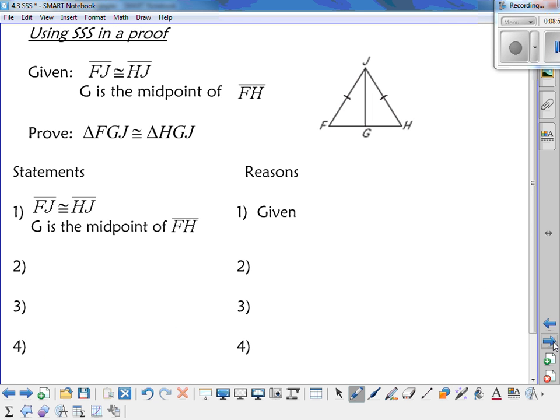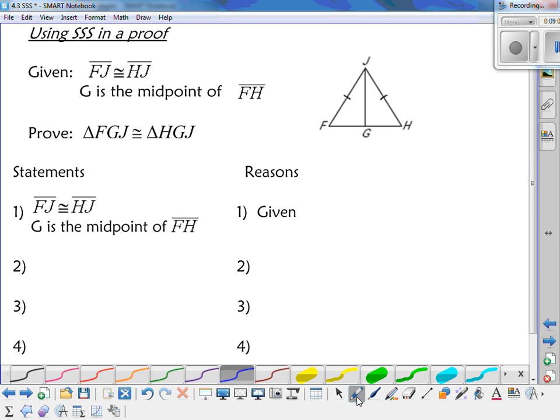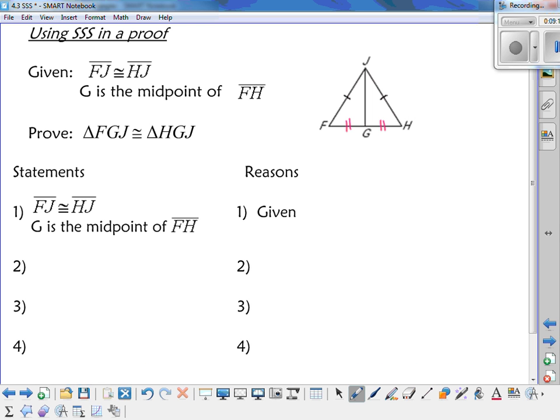All right, so what's it look like when we use it in a proof? For this figure, we are given that FJ is congruent to HJ, and we're given that G is the midpoint of FH. And we're going to prove that the 2 triangles are congruent. So before I start, let's just talk about what I know. If G is the midpoint, then that means that it cuts it exactly in half, and those 2 segments have to be congruent. And I know that JG is going to be congruent to itself by the reflexive property. So I can see I have all 3 sets of sides that are congruent to each other, so that's basically what I have to say in my proof.